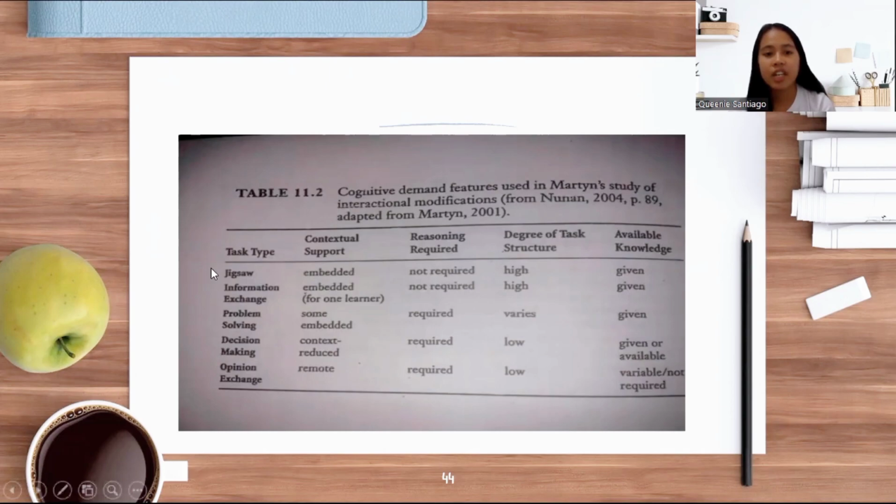So as you can see here, they illustrate the task type, the contextual support, the reasoning required, the degree of task structure, and the available knowledge. So jigsaw: embedded, not required, high, and given. Information gap: embedded, not required, high, and given. Exchange for one learner, problem solving: required, varies, given, and so on.